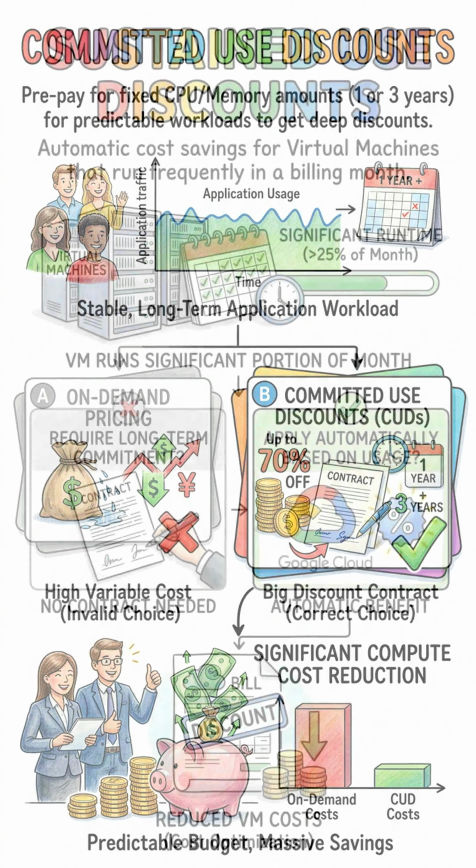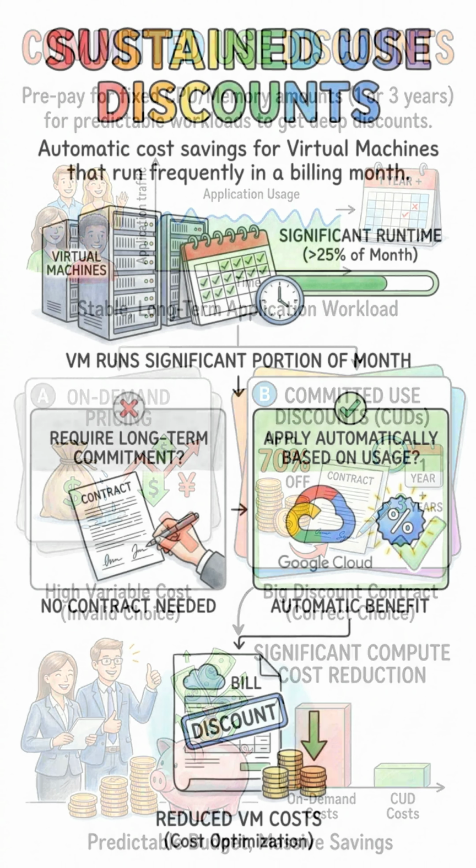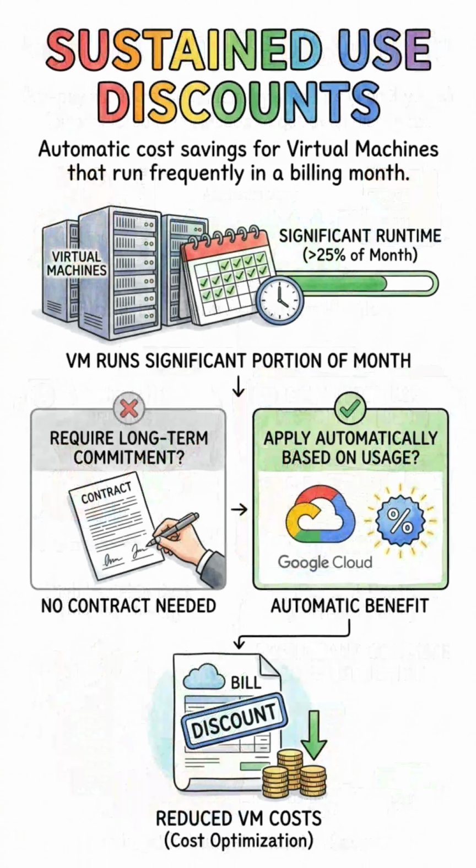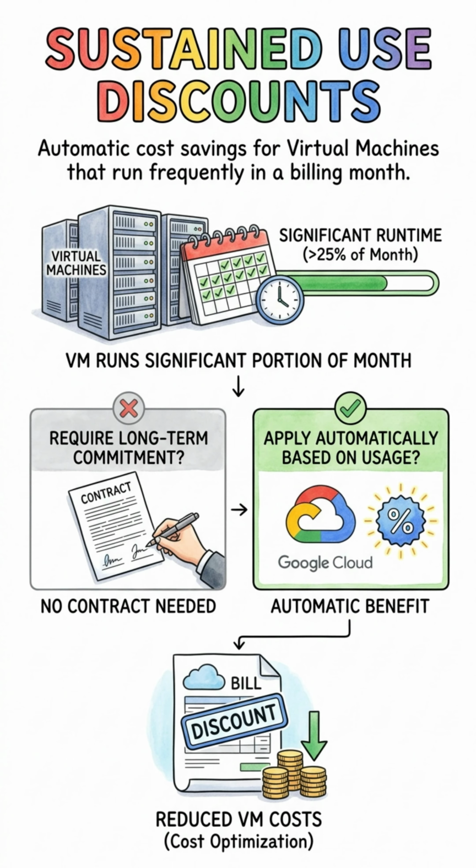If your business cannot commit to a long-term contract, Google automatically rewards you with sustained use discounts. These automatic discounts are applied to virtual machines that simply run for a significant portion of the billing month. You do not need to sign any contracts to receive this benefit, which is a key distinction you must absolutely remember when comparing cost optimization strategies on the certification exam.